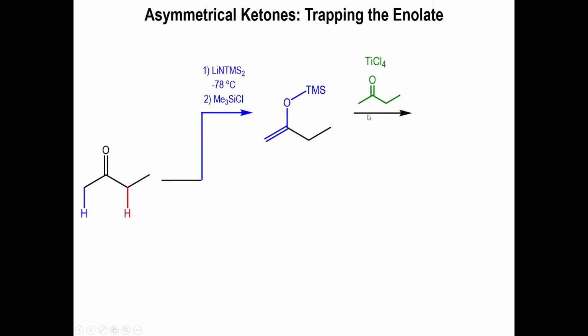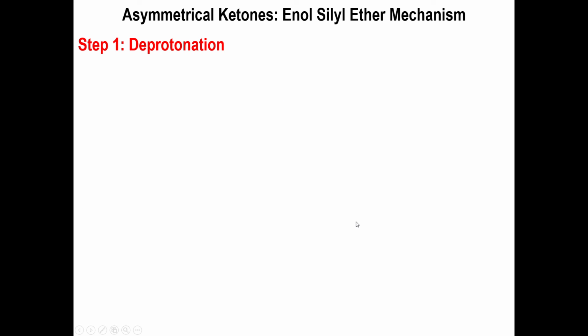And then you bring your ketone along with a Lewis acid to efficiently allow the condensation to happen. Likewise, we'll do the same thing with a more substituted carbon, but first let me show you how this mechanism works. First, you will deprotonate the less substituted alpha hydrogen, right?